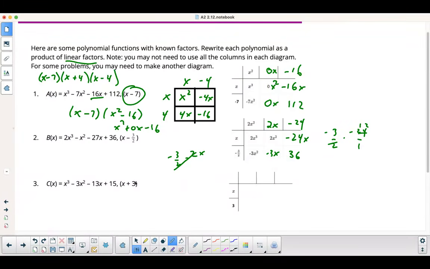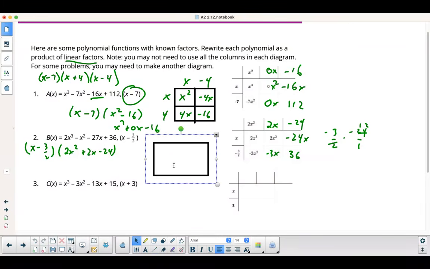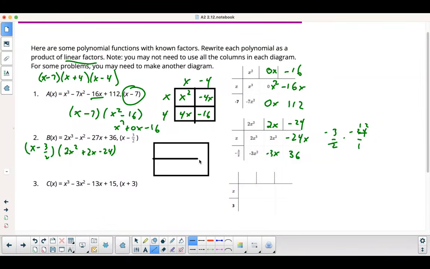All right, so let's see here. What I did was I got it down to x minus 3/2 times 2x squared plus 2x minus 24. So I got to get this into a linear factor. This is linear because it's x to the first. This is quadratic because it's x squared. So I make another box. And we put the 2x squared here and the negative 24 here.